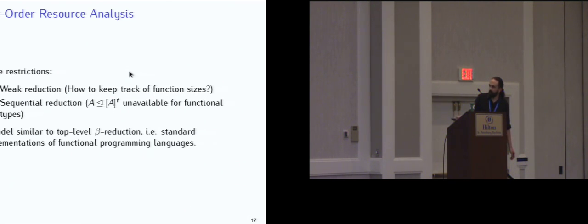We only use sequential reduction because this subtyping property was only available for algebraic types. For functional types, it doesn't work as well. We will need some more clever way to annotate possible delays between inputs and outputs of the functions. So all in all, it's just very similar to what normal implementations of functional programming languages do.